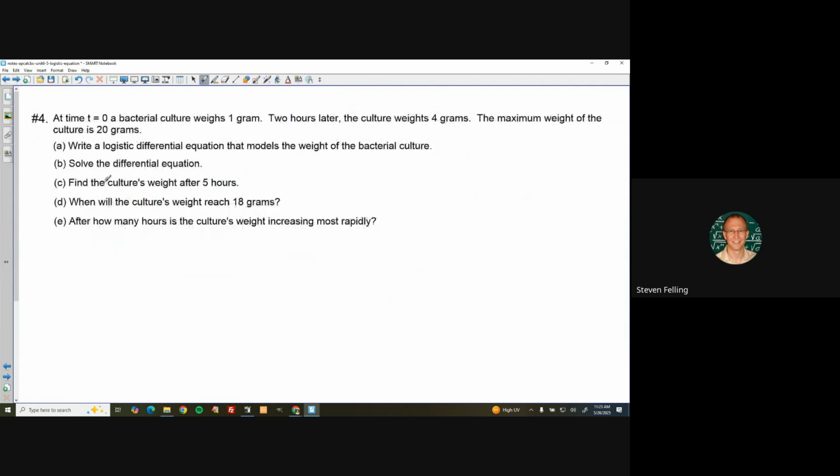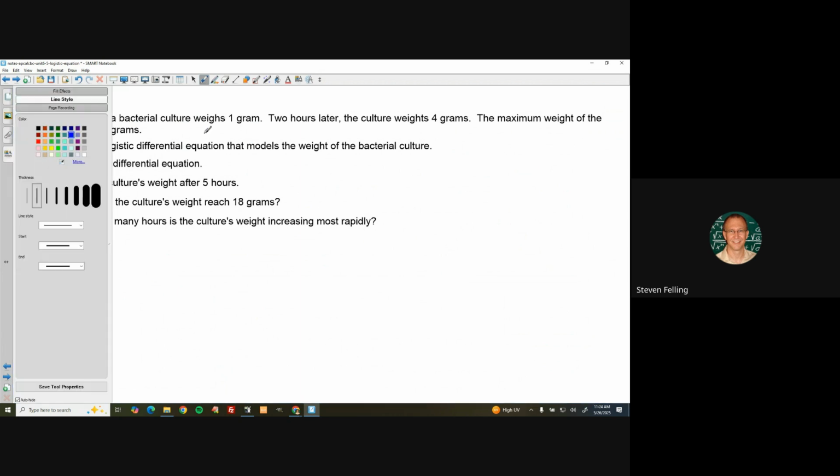All right, let's look at one last question. This has a bunch of parts to it, but they're all related. All right, so at time t equals 0, a bacterial culture weighs 1 gram. 2 hours later, the culture weighs 4 grams. The maximum weight of the culture is 20 grams. Write a logistic differential equation model that models the weight.